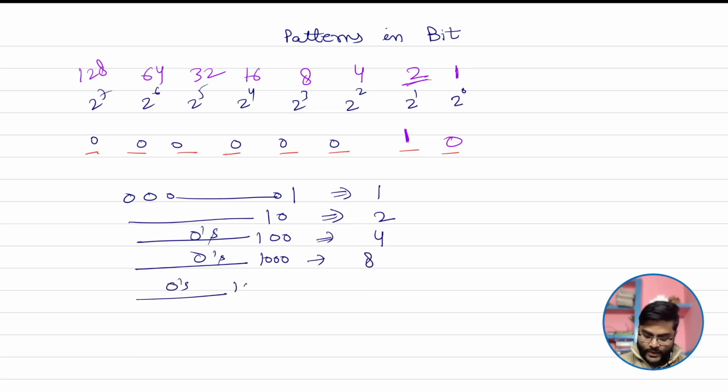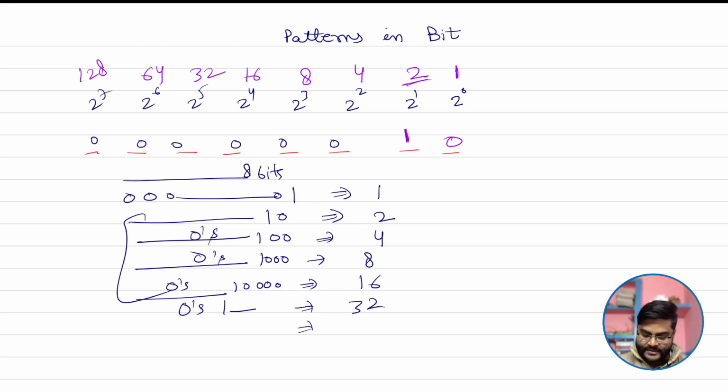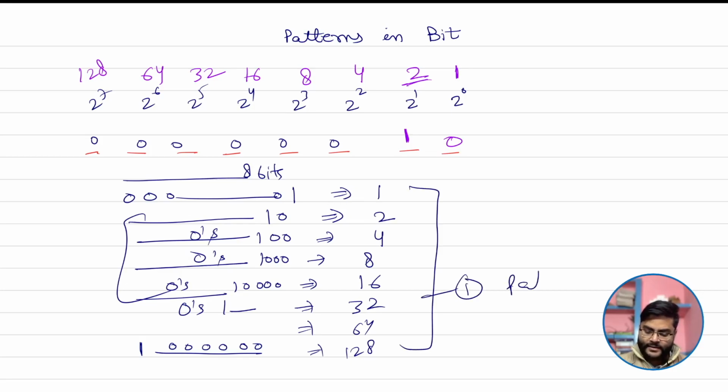Zeros 1 and 4 times zeros, it will be 16. Then 1 and 5 times zeros, these are the rest zeros, so in total we have 8 bits. It will be 32, then 64, 128. So if it is 1 and all are zeros, 7 zeros, it will be 128. So this is our first pattern. Consider it as one pattern.